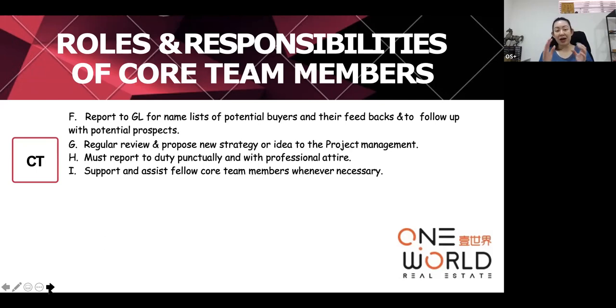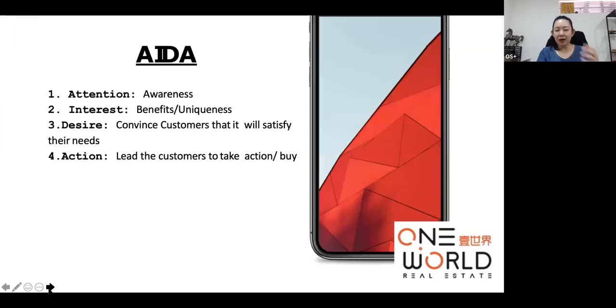You must report punctually and in professional attire, then support and follow the core team members whenever necessary. So always mix with the team and learn from each other. So as a core team, this will be the role and responsibility for you. Okay, so after you know already, same thing, if today you are evolving yourself to the next level to become a core team, to become a GL, how can you let the other people know their duty and responsibility?